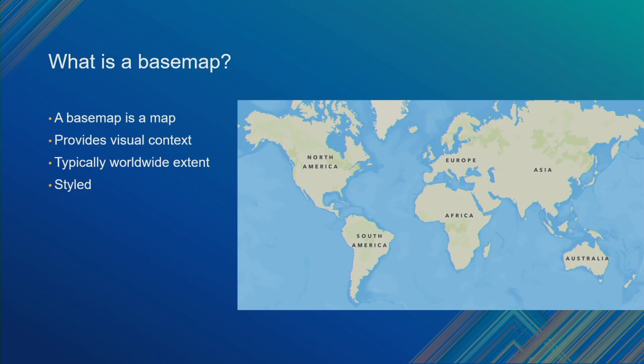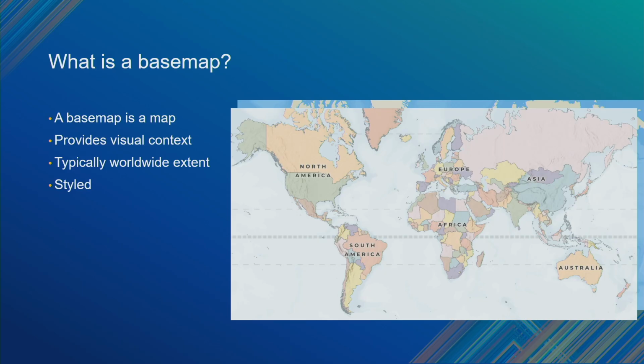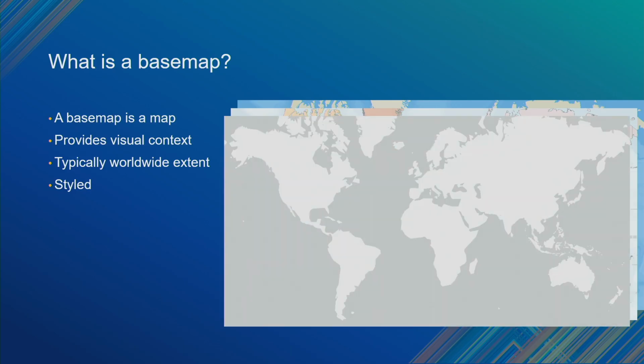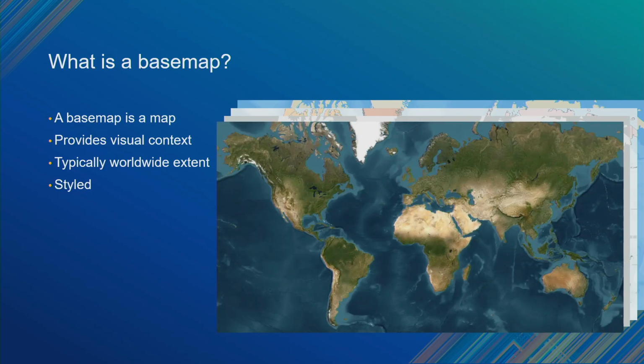So you can see here I have the ArcGIS community basemap. It's zoomed all the way out, so it's just the worldwide extent. But of course, you can get several different styles that we'll be showing today. So there's ArcGIS charted territory, ArcGIS light gray, and of course, satellite imagery is also considered a basemap. It's a foundational component of your app.